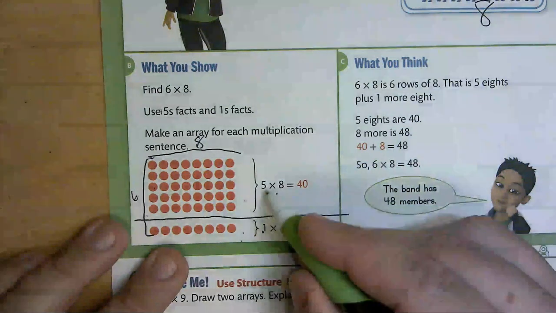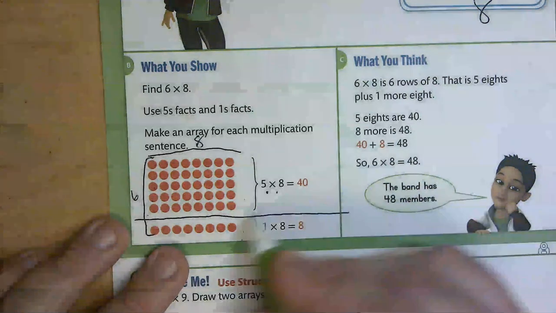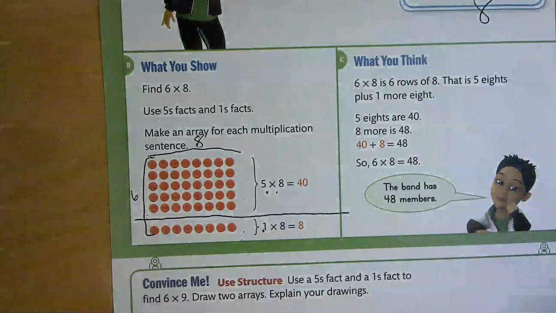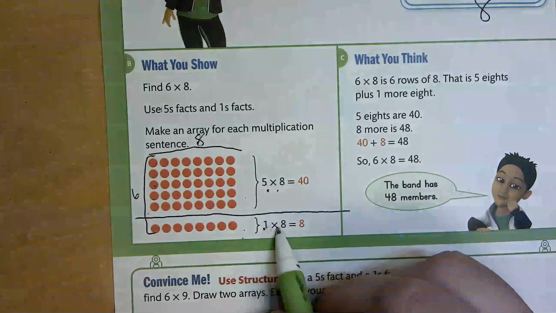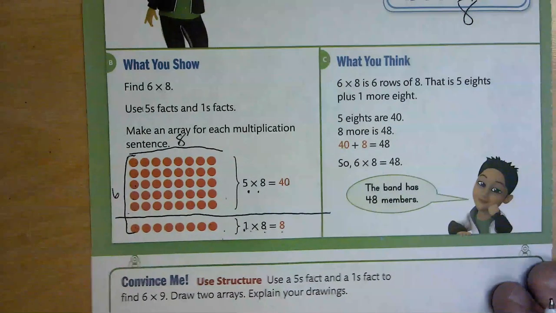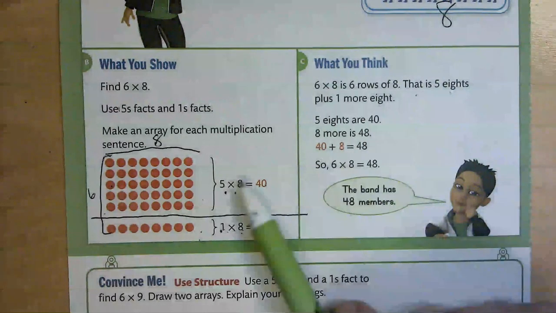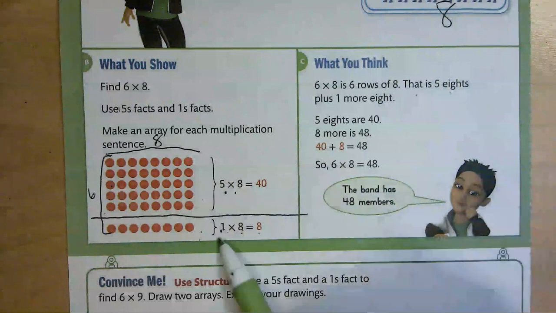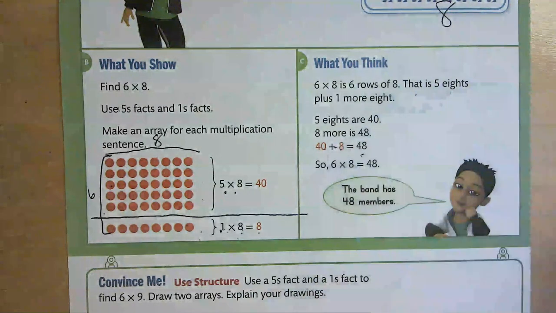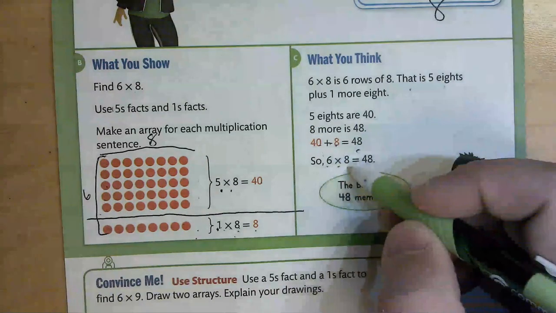Well, now that I've done that, I know my 5 facts really well. So 5 times 8 is 40. And then I've just got one row of 8. And the identity property tells us, well, anything times 1 is the other factor. So 1 times 8, it's going to be that 8, all right? Well, now that we have that, what we're saying is there's 5 8s plus 1 more 8, which is what 5 times 8 and 1 times 8 equals. Now we can add those together. So 40 plus 8 is going to give us 48. So at the end of our time, we can say 6 times 8 equals 48.